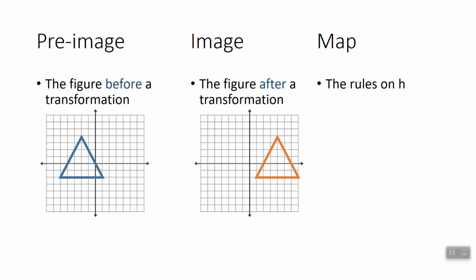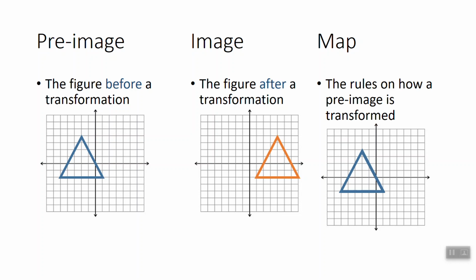The map is going to be the rules on how a pre-image is transformed. So for example, if we describe the transformation from the blue triangle to the orange triangle, we can say that it was translated right 6, described as x plus 6, y plus 0. We'll talk about how you can write that yourself in just a moment. As far as types of transformations go, the one that we just saw is called a translation.